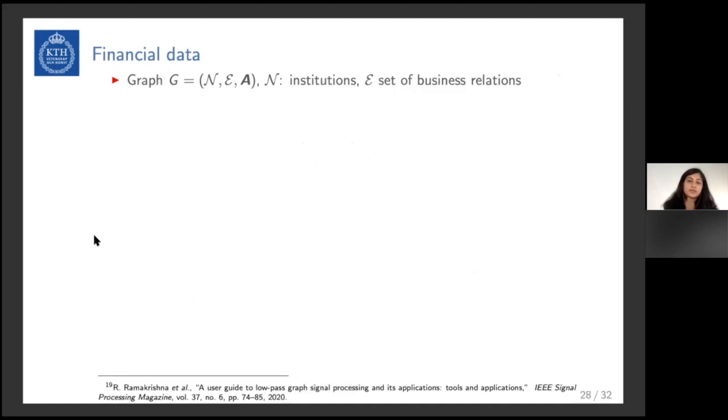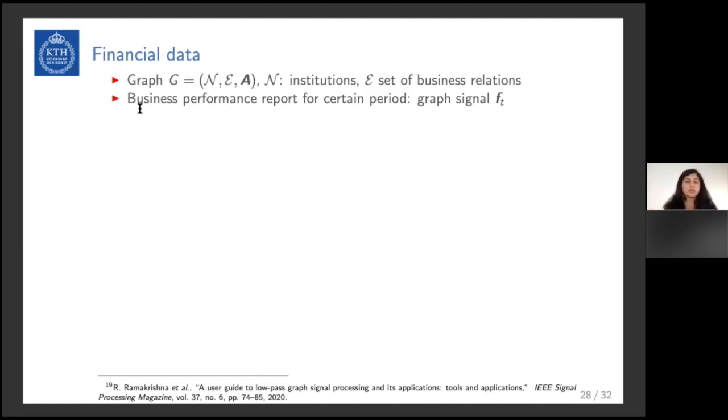And the second part is one can think of financial data. So that can also be thought of as a graph signal. How? So let's consider a graph with, let's say, n different institutions, and then there are business relations. They are all related in business with each other. And there is again a weighted adjacency graph, which tells you how closely they're related.